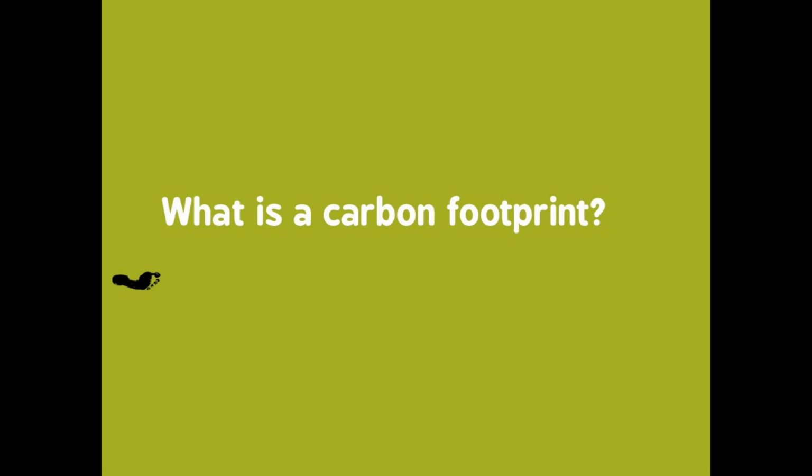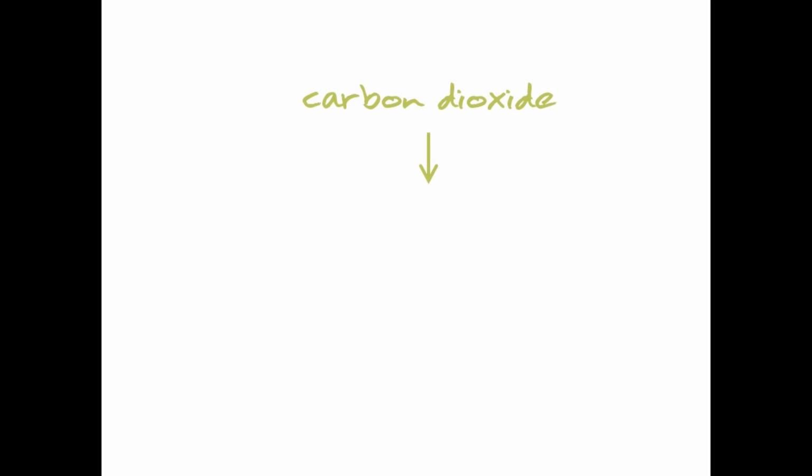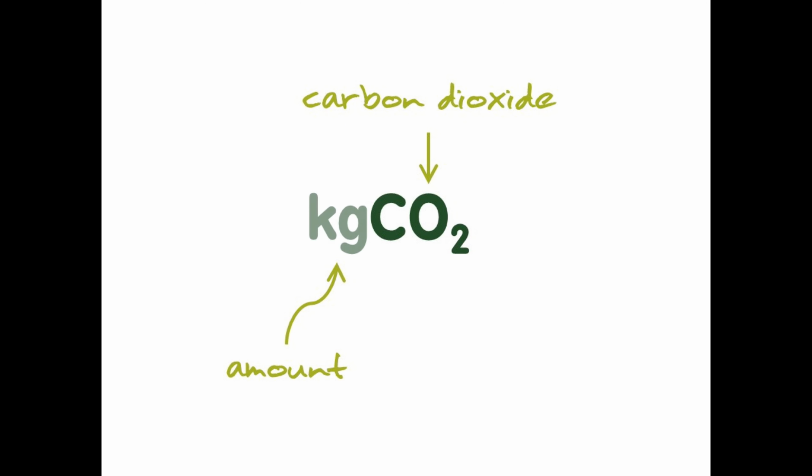Firstly, we'll look at what a carbon footprint is and why it's helpful to understand it. Carbon is the shorthand term for all greenhouse gases because carbon dioxide, CO2, is the most prevalent one. The term footprint means the amount of greenhouse gases that are emitted from a particular activity. A carbon footprint is measured in kilograms or tons of CO2e, where E means equivalent.